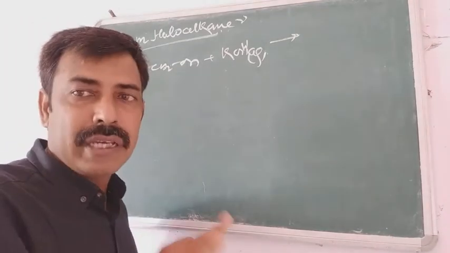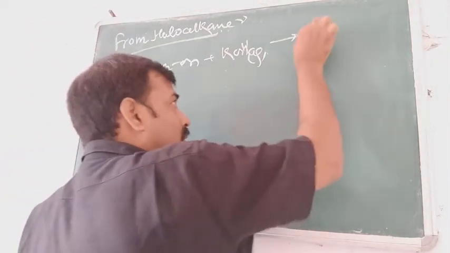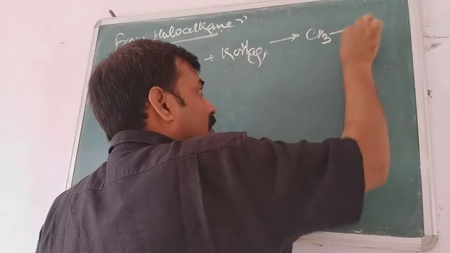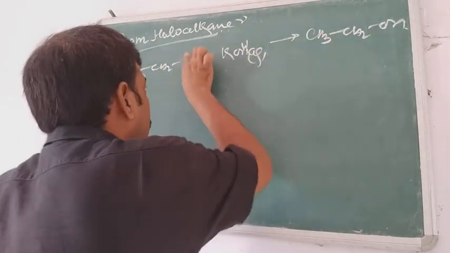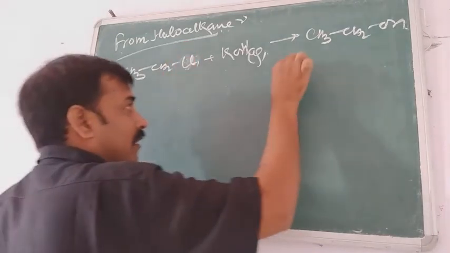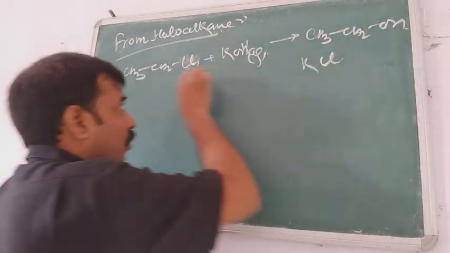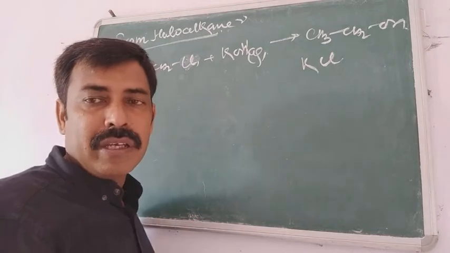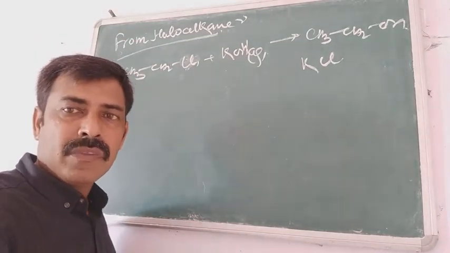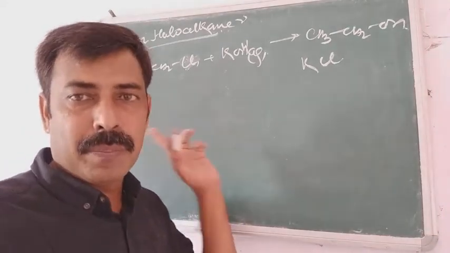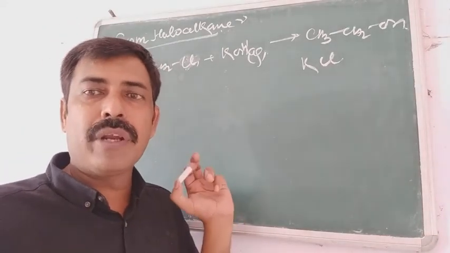A simple substitution reaction will take place and it will form CH3CH2OH along with KCl. Sorry, this was the haloalkane, I have written alcohol by mistake. Then this is the way for the preparation of alcohol from haloalkane.